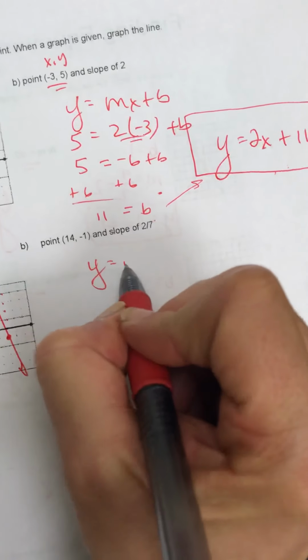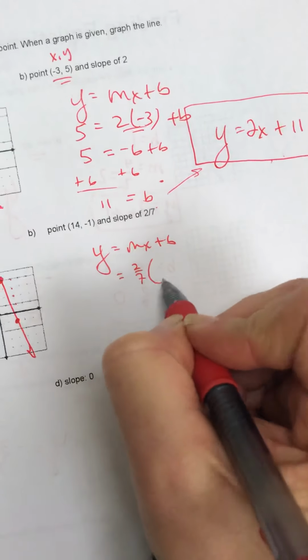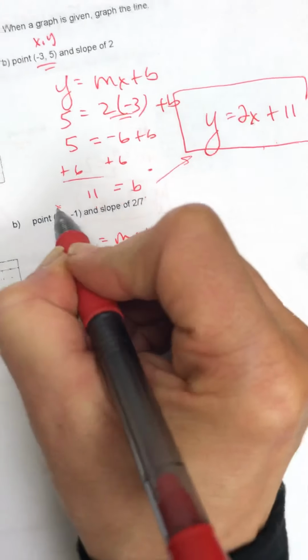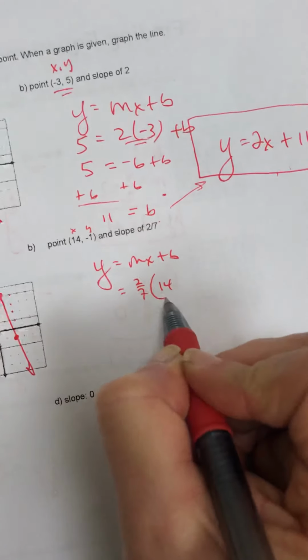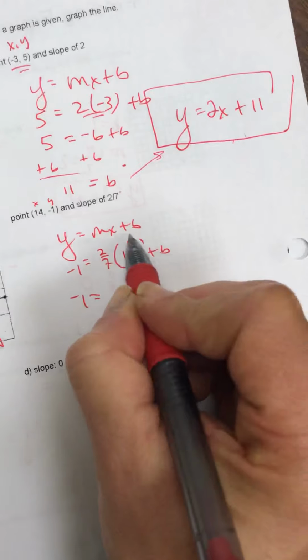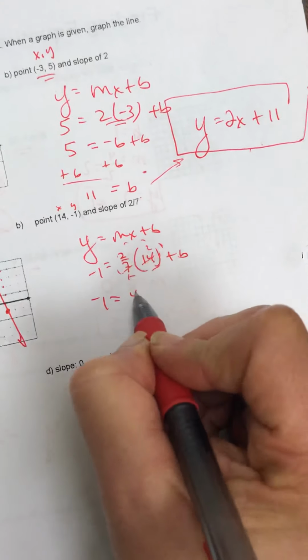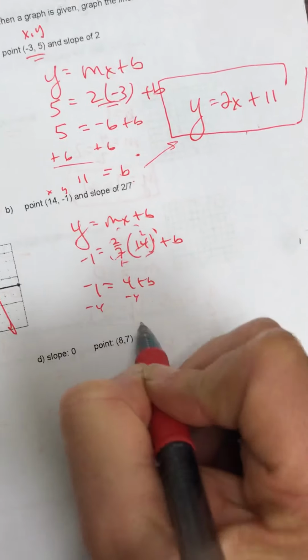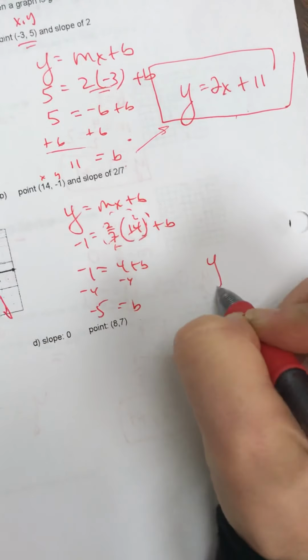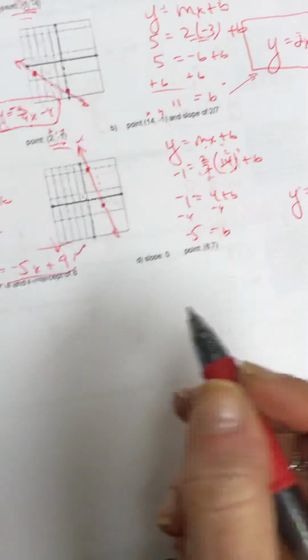We're going to go even a little faster here. We're going to go y equals mx plus b. My m is 2/7. My point here is an x and a y, 14 for x, -1 for y, plus b. Please use your calculator if you're not confident with this. This ends up being 4 plus b, subtract 4, b equals -5. Final answer, y equals 2/7 x minus 5.